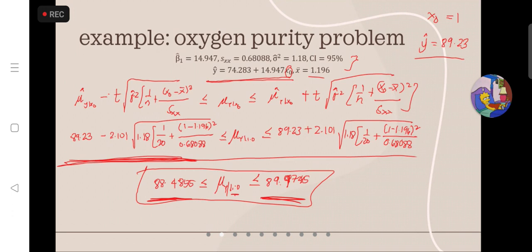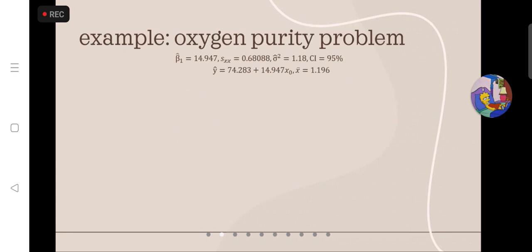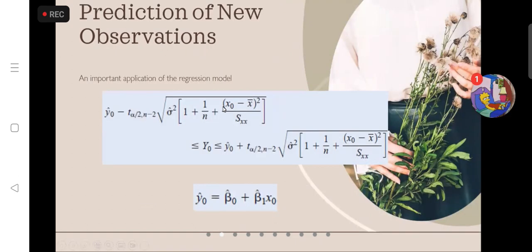So now we have the confidence interval for both the slope and the y-intercept, and we also know the confidence interval for the response. So using our simple regression model, we can also predict new observations. The prediction of new observations is an important application of the regression model.